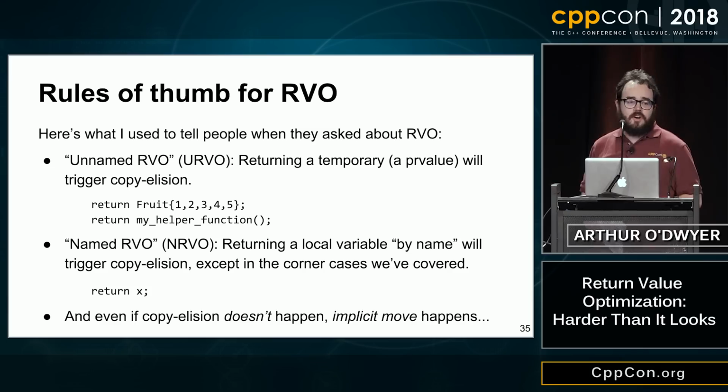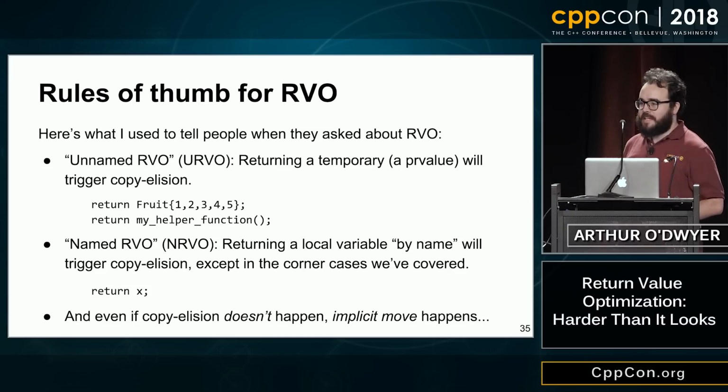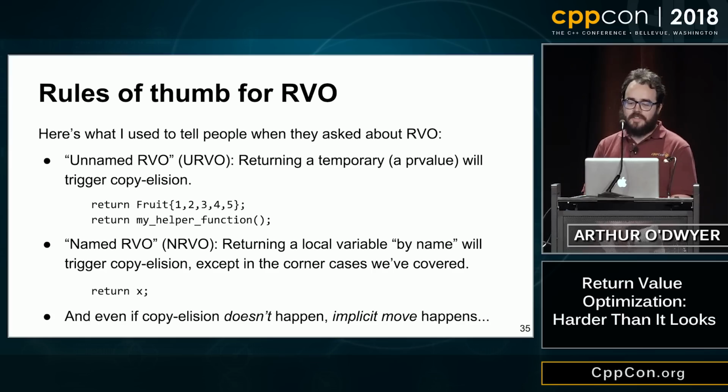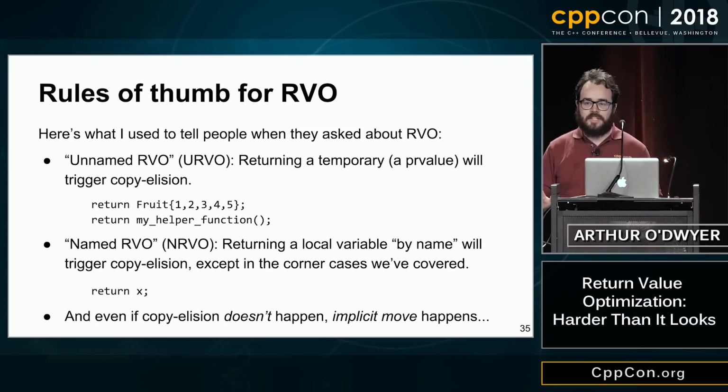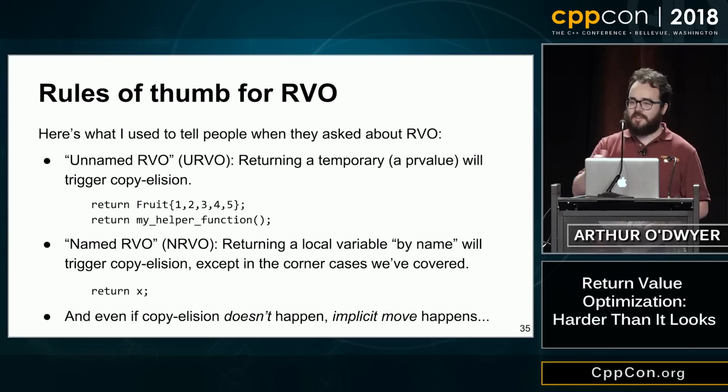So here are the rules of thumb for RVO. This is what I used to tell people before I started reading about this: that there were basically very simple rules in C++. Number one, there are two kinds of RVO. There's unnamed RVO, returning a PR value, such as these examples. That's going to trigger copy elision. It's just always going to get allocated right into the return slot.